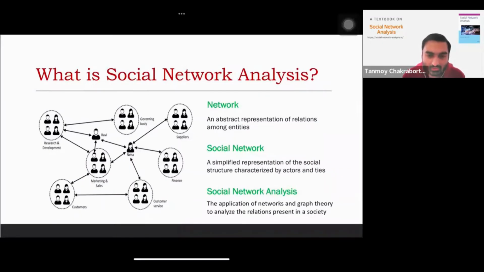So now, what is social network analysis? A network, we have seen, is basically an abstract representation of relations among entities, right? A social network is a simplistic representation of a social structure. Now, this can be an online social network like Twitter, Facebook. It can be an offline social network like an individual interaction network, a person-person interaction network. And social network analysis is basically an application of networks and graph theory through which we analyze different relations, different patterns of a society. It can be an online society and it can be an offline society.